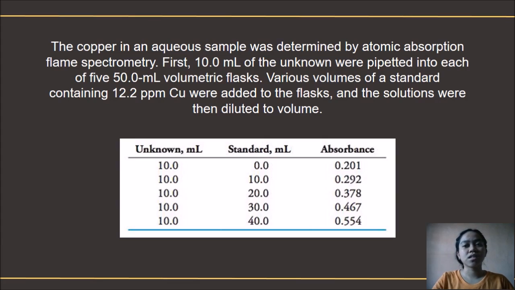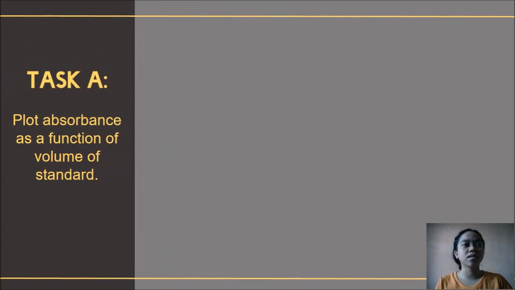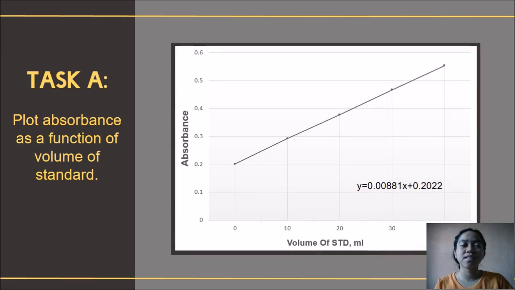So let's get started. The first task that we need to do is to plot the absorbance as a function of the volume of standard. Therefore, the volume of standard will be our x-axis and the absorbance is our y-axis. Using Excel, we can plot the data that is given in the problem. So here it is. This is what the graph looks like. The equation of y is also given here, but we will also solve for it later on. So this is the graph. This is the task that we need to do in task A.